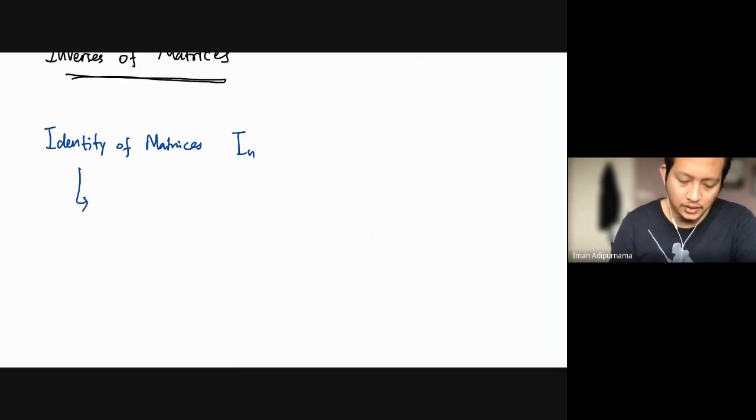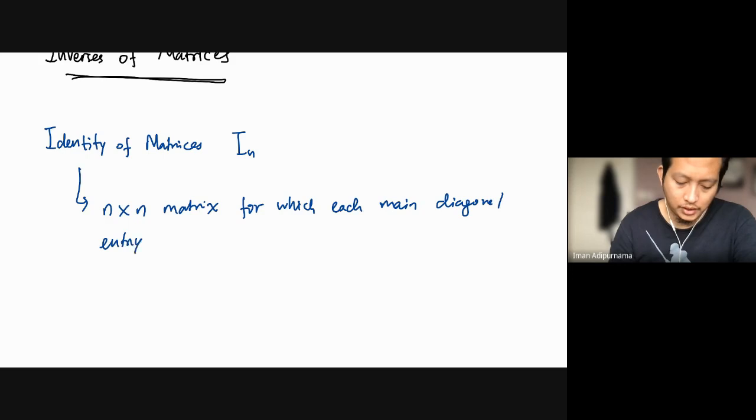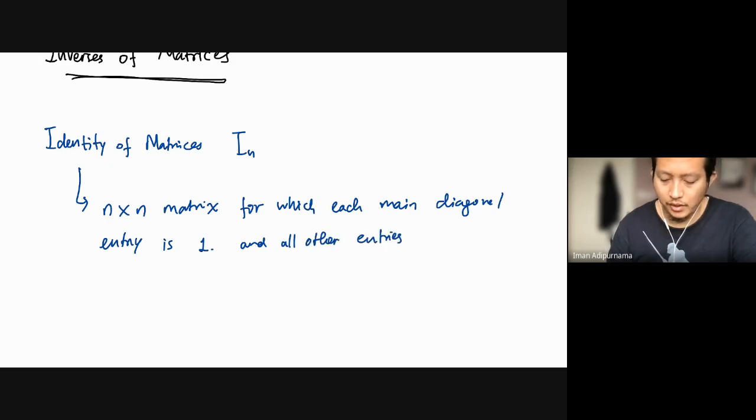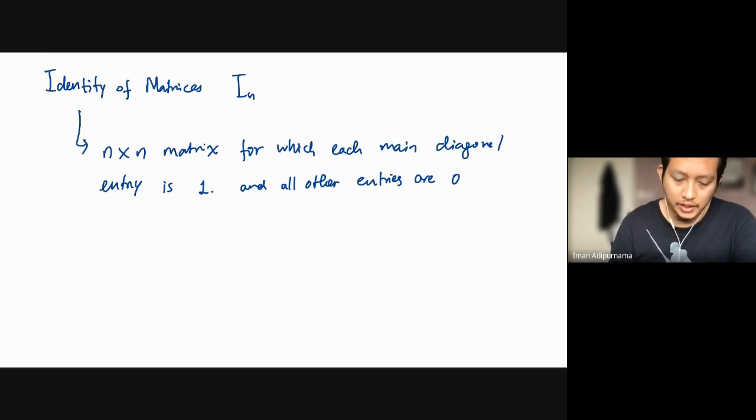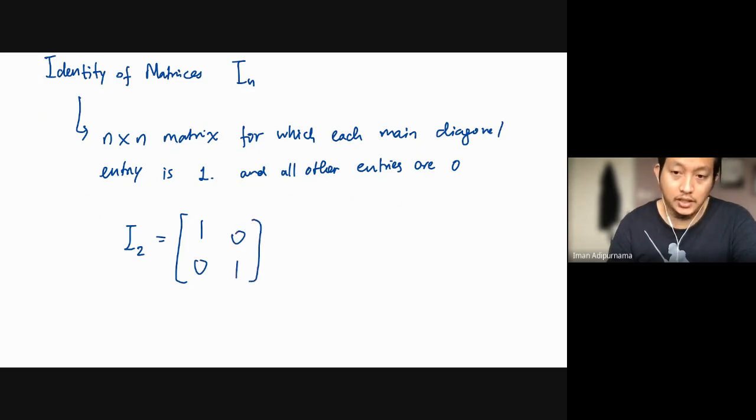So identity is the n by n matrix for which each main diagonal entry is 1 and all other entries are 0. And say if you have at least a two by two matrix, this will result in this. This is the identity matrix.